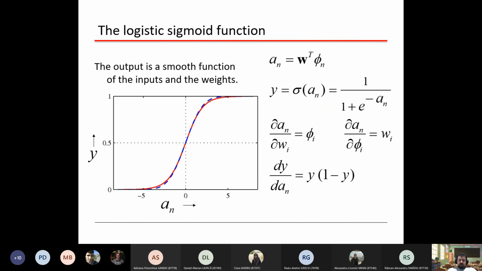Now, we have an as being w transpose multiplied by phi n, so it means that the derivative of an with respect to wi will be phi i, and the derivative of an with respect to phi i will be wi. So these are easy to compute. However, we also have y as being the sigmoid of an. So it means that the derivative of y with respect to an should be this derivative. Do you know how to differentiate it in order to obtain this? Or should I show you?